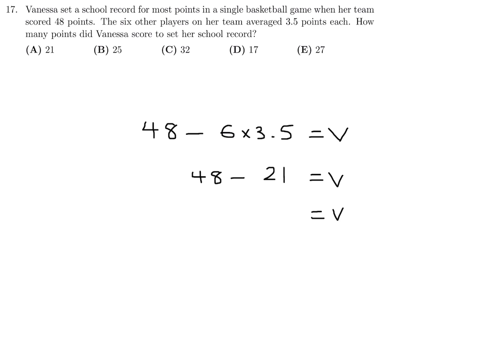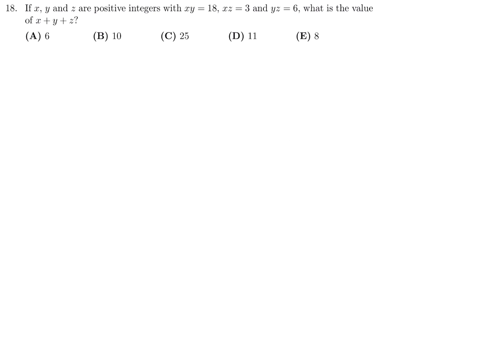And therefore Vanessa scored 27 points. So 17, the answer is E. x, y, and z are positive integers with xy equals 18, xz equals 3, and yz equals 6. What is the value of x plus y plus z?